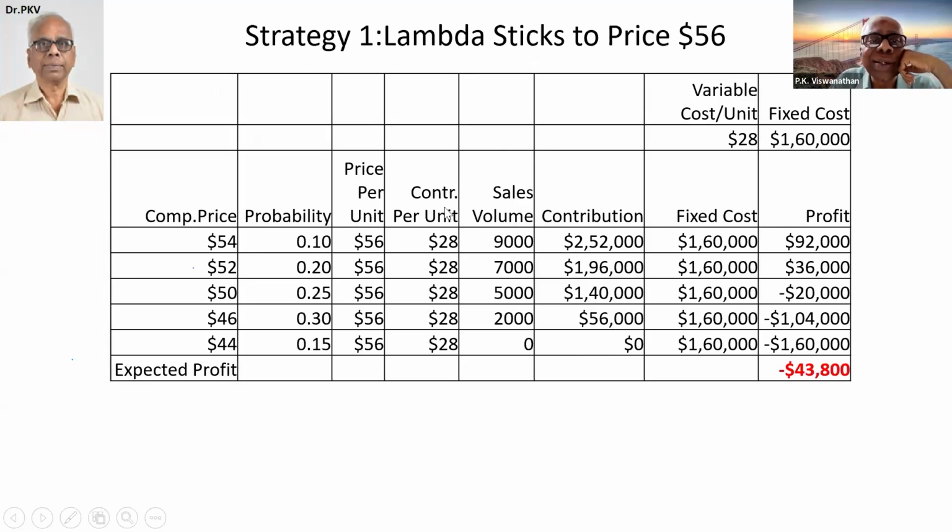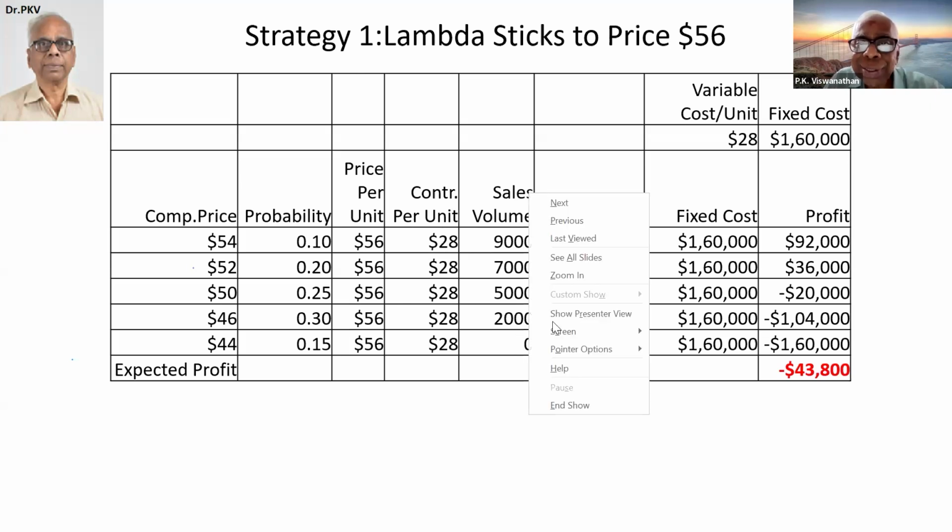Now, contribution is the selling price minus the variable cost, the variable margin. Let me come to the fixed cost later. I subtract. What I'm trying to say is, what is the profit margin you will get based on the variable cost? Variable cost is 28. So 56 minus 28 is $28 contribution per unit. The first column will remain 28 because you are adamant you are keeping $56 as the price. Now the sales volume: 9,000, 7,000, 5,000, 2,000, zero.